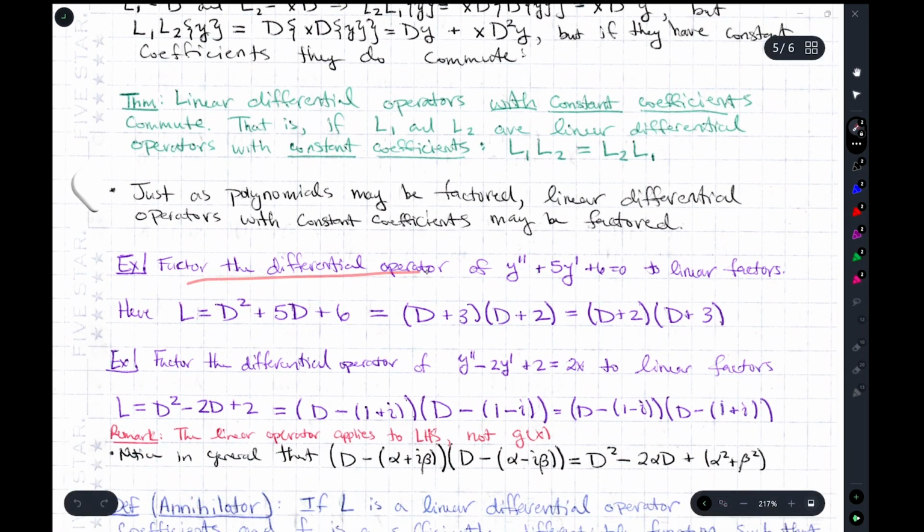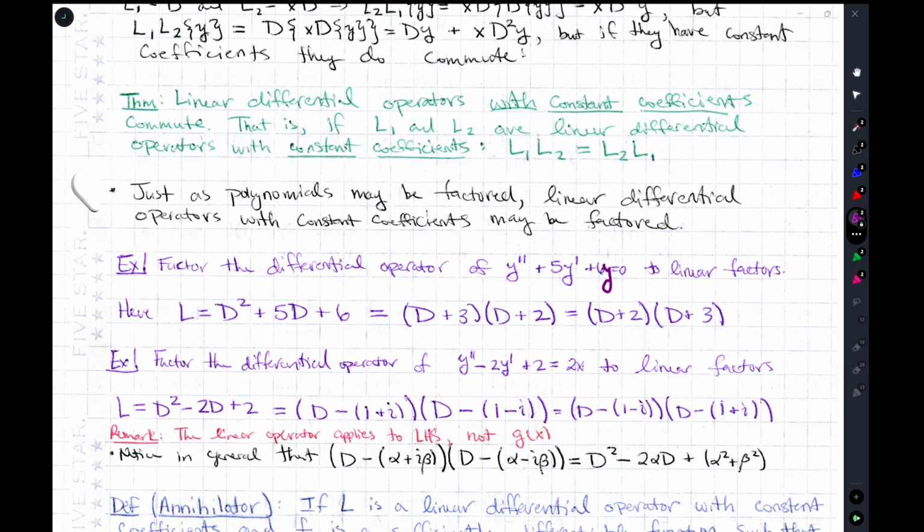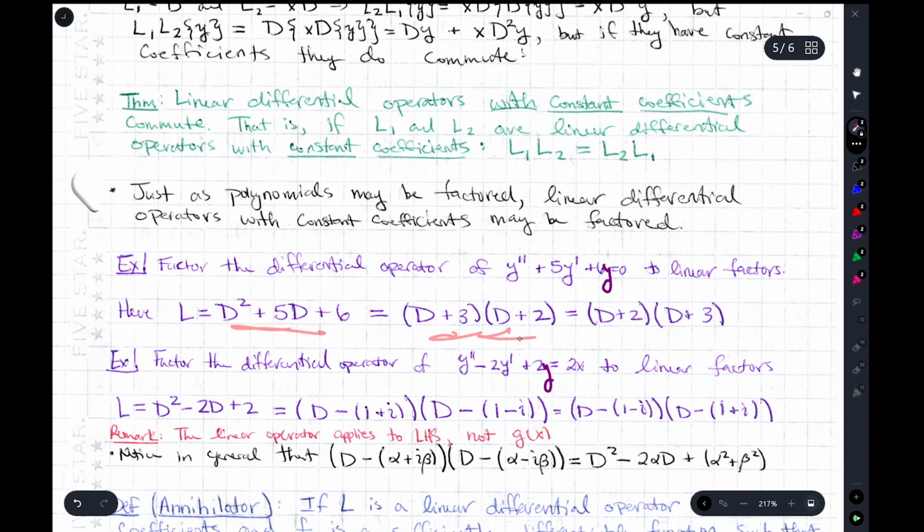So let's look at some examples. Factor the differential operator that you see here of this differential equation. Well, this here is going to give you the D squared, 5y prime, that's just 5D, and then 6 here, and this should be 6y over here. So we meant 6y there, and then this here is 2y. That's a typo. Anyway, so we get this operator, and if you just treat this as a polynomial, you could factor it out to D plus 3, D plus 2, and because operators commute, you could switch the order.